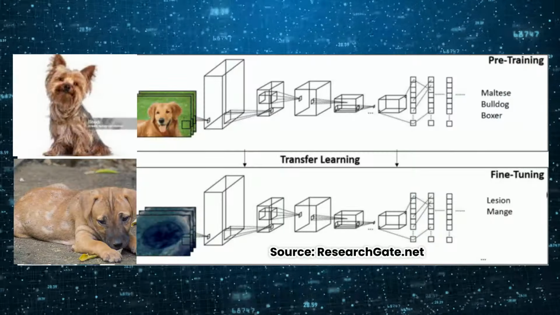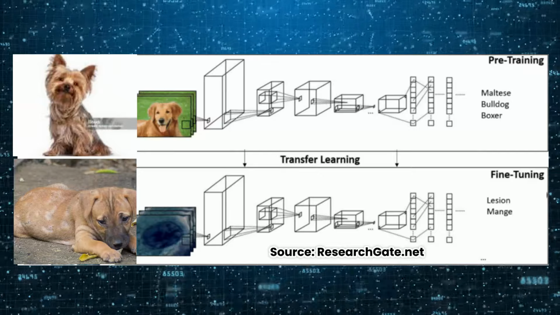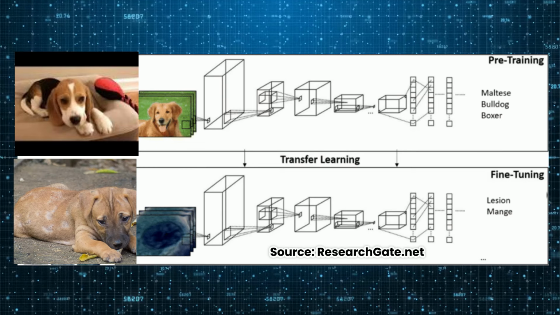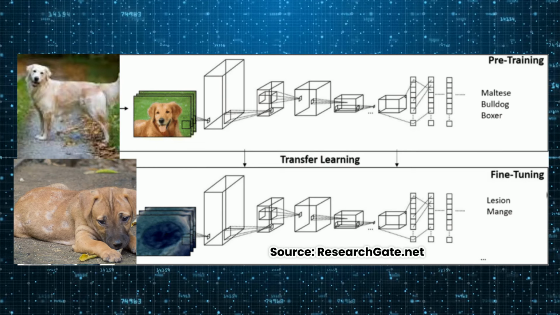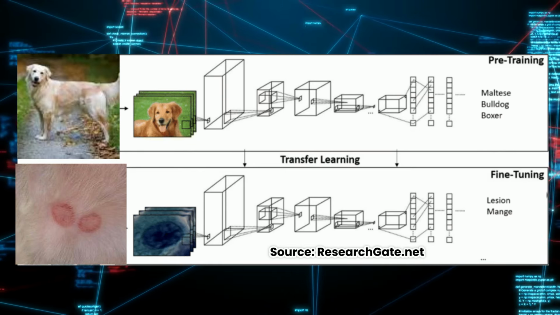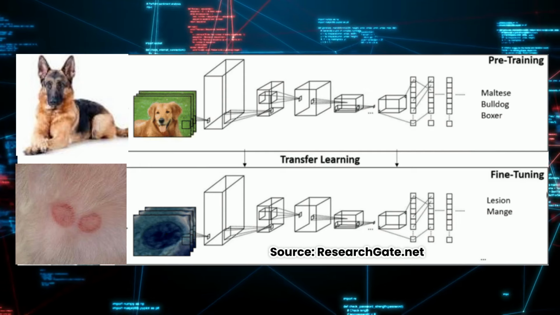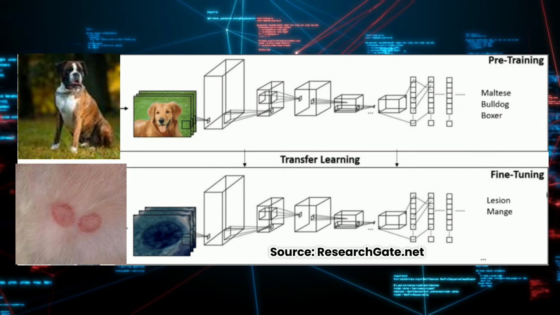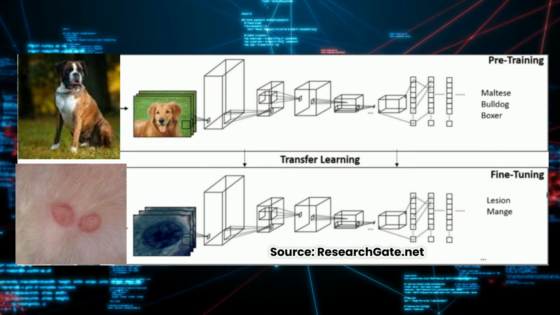Suppose you have a machine learning model trained to recognize typical dog breeds. This model can be fine-tuned with transfer learning to detect specific skin conditions. For example, it could identify patterns associated with mange, hot spots, or ringworms just by analyzing skin images of dogs, which helps vets catch these conditions early.